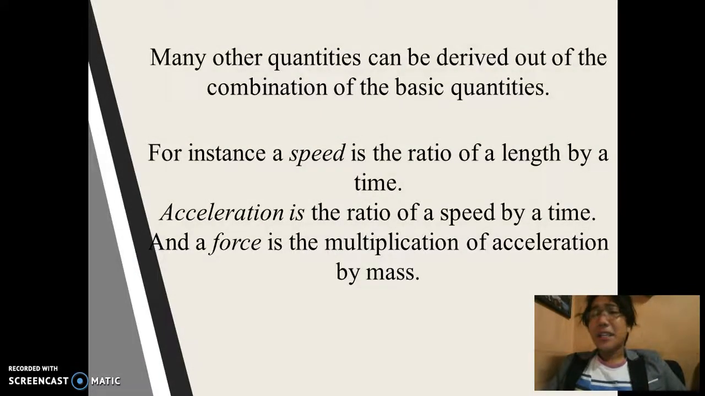Many other quantities can be derived out of the combination of the basic quantities. For instance, speed is equal to the distance divided by the time, and acceleration is equal to the speed divided also by the time. Force is the mass times the acceleration, or the kilogram times the unit for acceleration, which is meter per second squared. The unit for force is Newton, or kilogram meter per second squared.